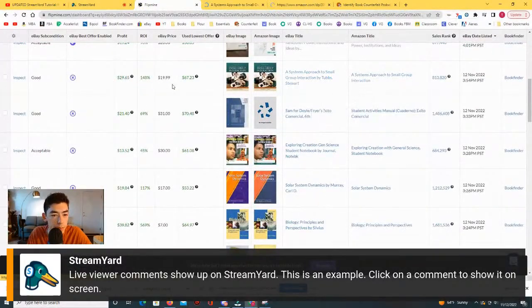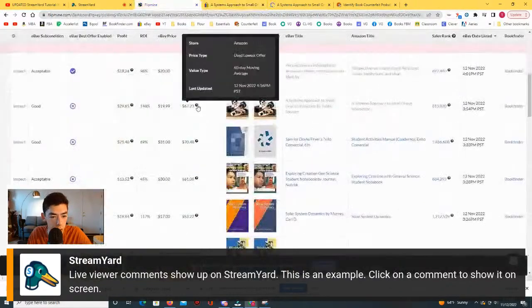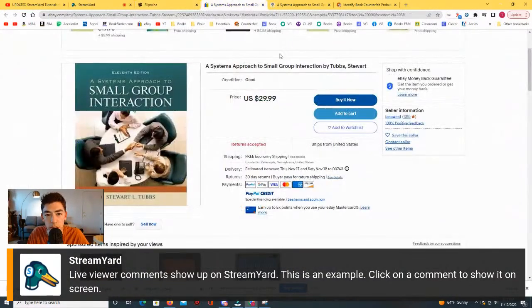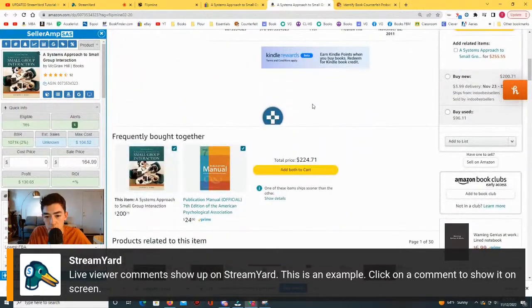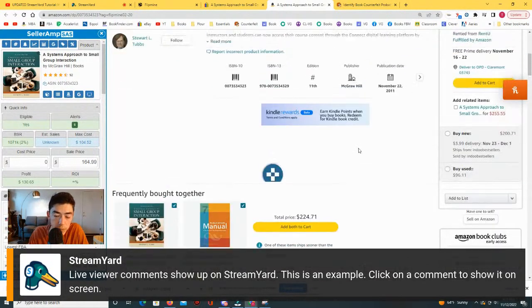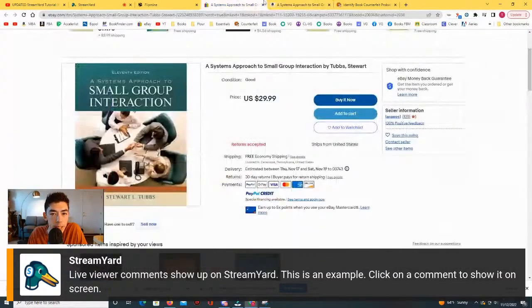Okay, this is interesting. $19.99 and the lowest used offer is $67. So for some reason, this isn't accurate. It looks like the eBay price is not $19.99. It looks like it's $29.99. Okay, this book might actually be good. Let's take a look at the Keepa chart. Let's see, is it going to load for us? Maybe not.